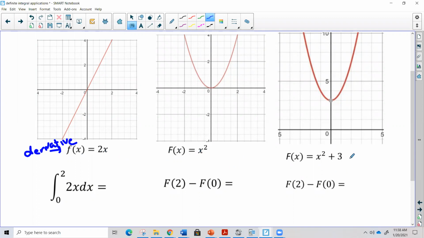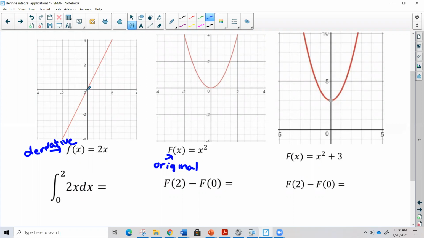Or another one where we found c is 3. I'm going to show you both and show it doesn't matter what c is. So this is my original function. So what happens is if we take the definite integral from 0 to 2, we know it means the area under the curve.